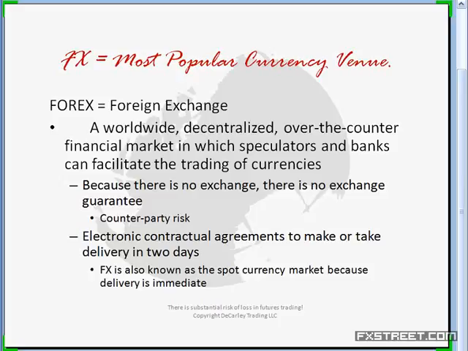With that said, though, Forex is, as you probably know, a worldwide, decentralized, over-the-counter financial market in which speculators and banks can facilitate the trading of currencies. Now, the crazy thing about Forex, well, it's not crazy to you because you all know what Forex is and you've probably been trading it, but for people that trade futures or stocks, they don't realize that Forex is actually not one market. It's not traded on exchange. It's traded on multiple markets. It's kind of a conglomerate of markets.